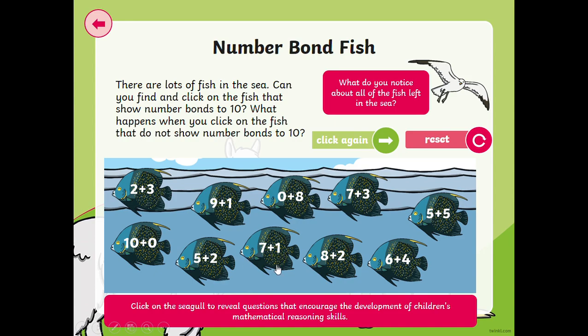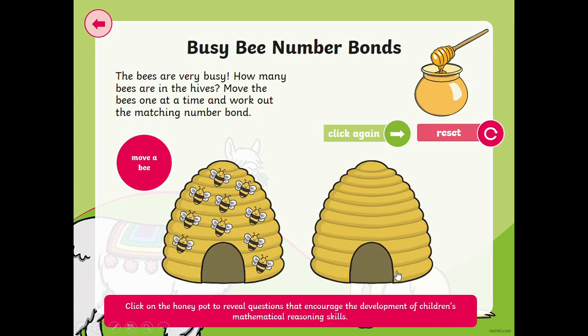So 1 more than 7 is, well done, 8. That doesn't make 10. 8 add 2 makes 10. Well done. 6 add 4. Well done. That also makes 10. So busy bees. These bees are very busy. How many bees are there in their hives?